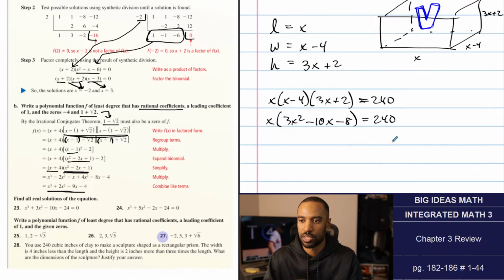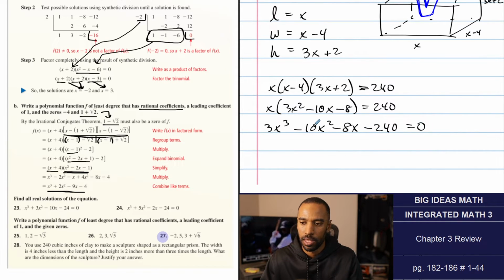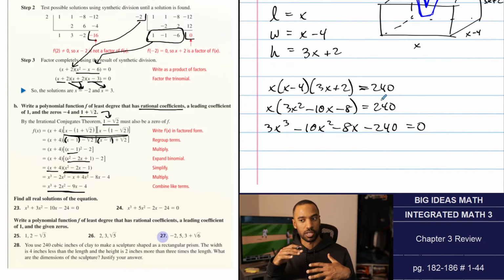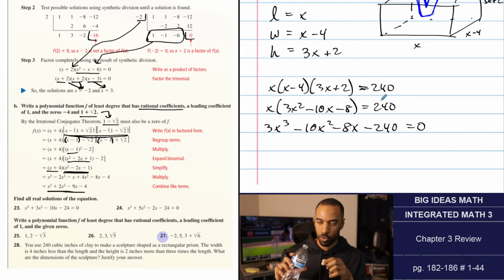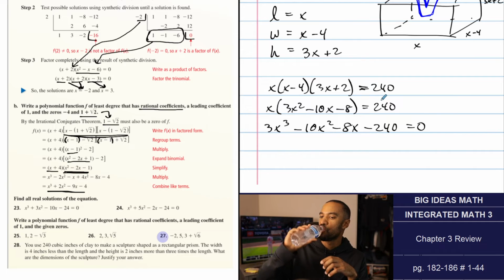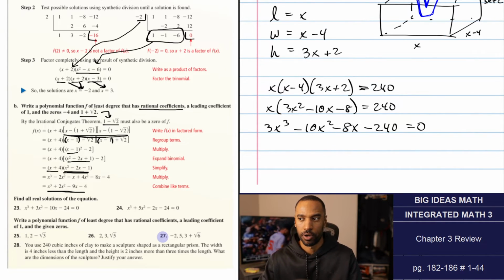Now, I'm intent on subtracting this 240 over as well in just a moment. So 3x cubed minus 10x squared minus 8x. Let's subtract the 240 over, set it equal to 0. Now we're in business to try and solve this thing. Now, this is also not factorable by grouping, so it looks like rational root theorem is in the works on this. I'm not about to write all factors of 240, not even close.